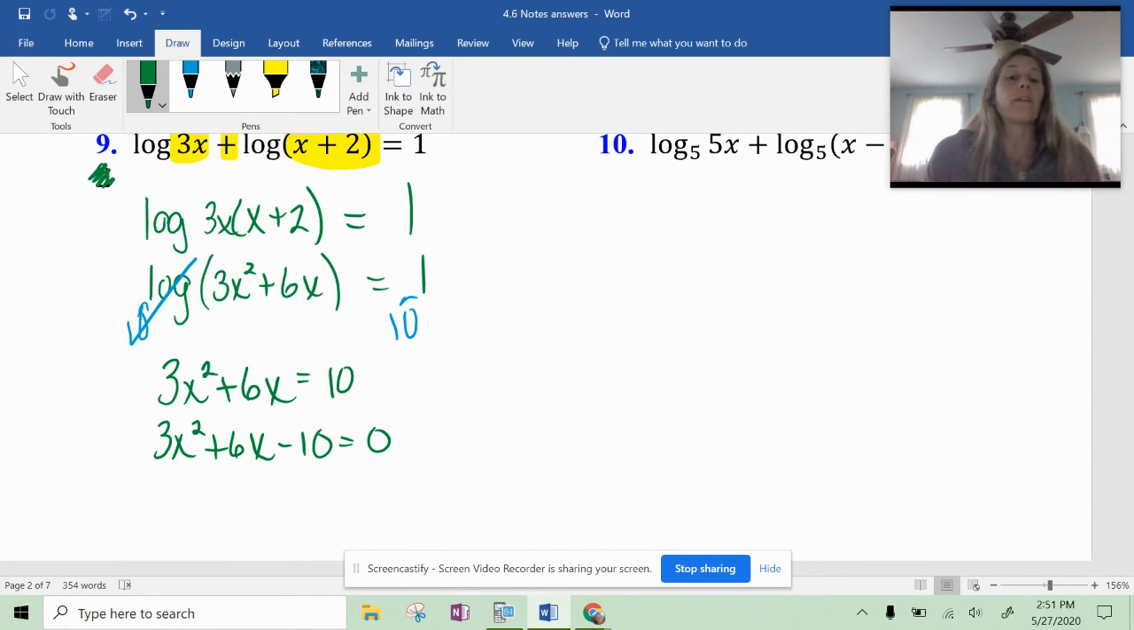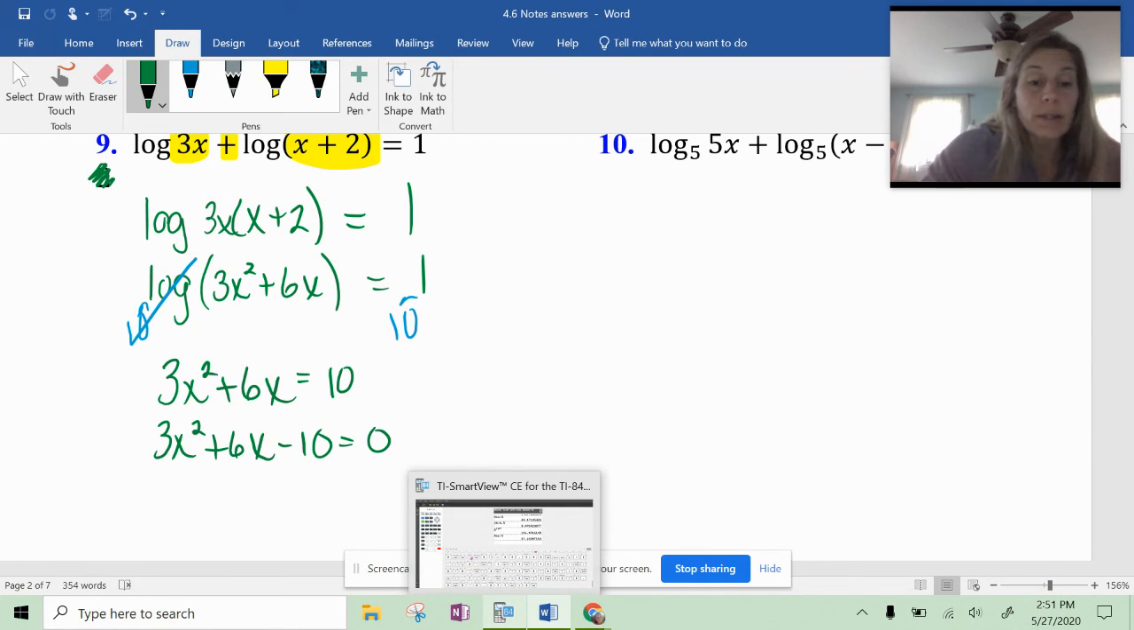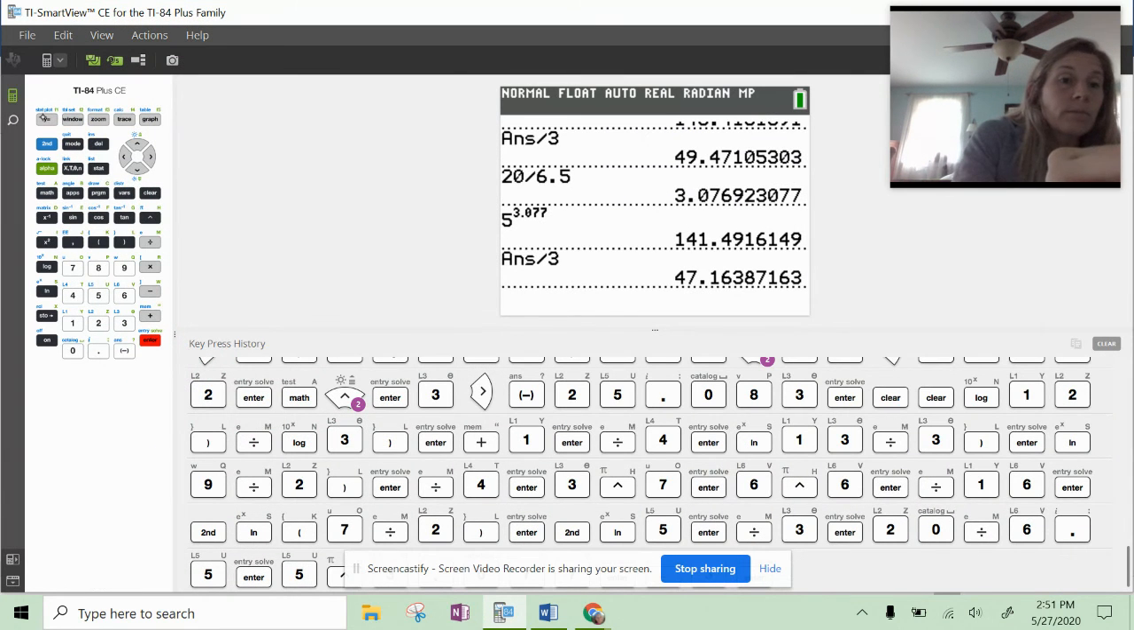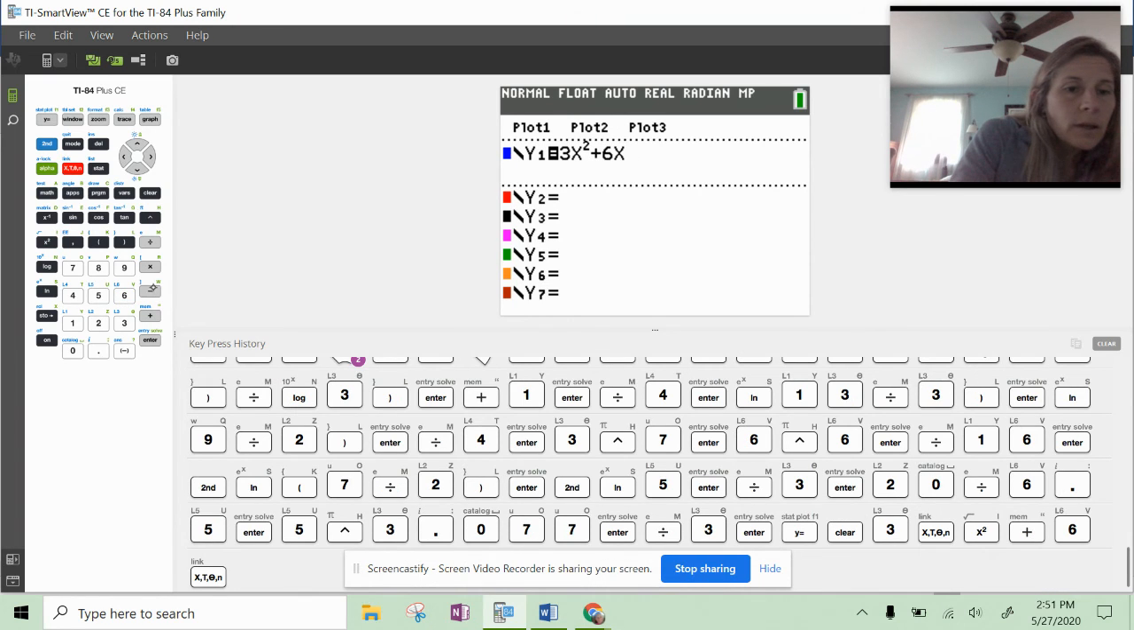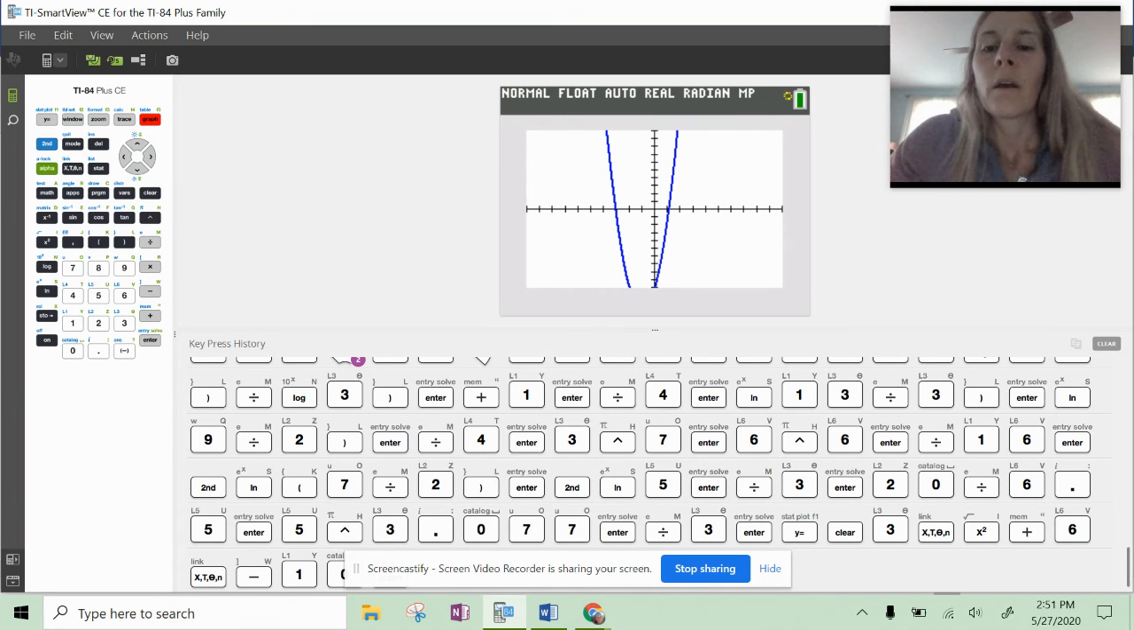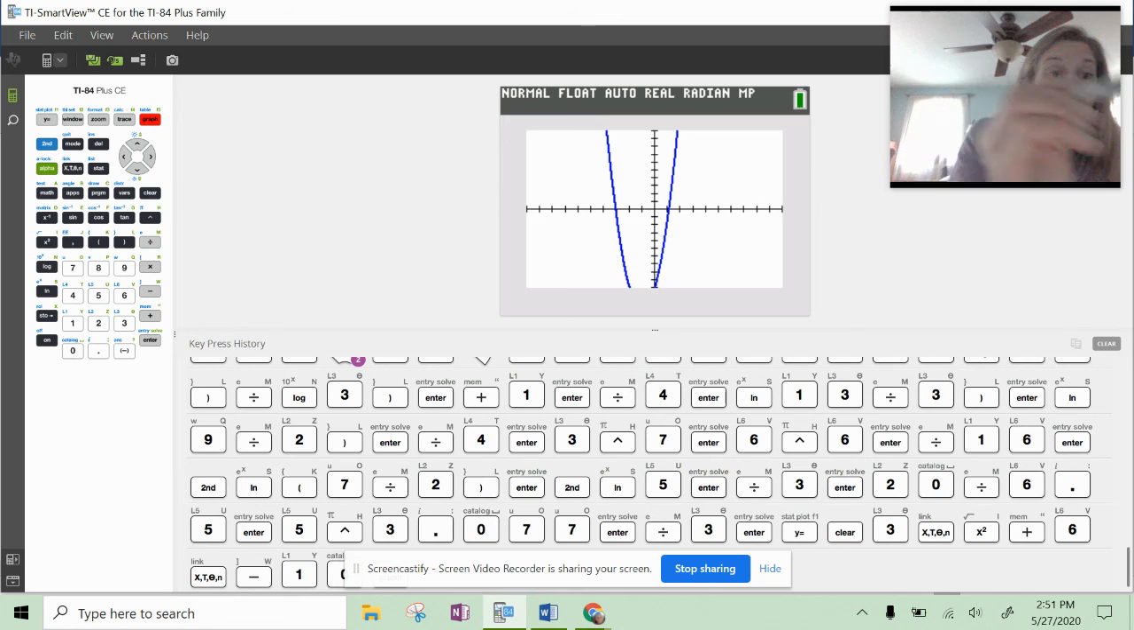Now at this point, you could try factoring by AC method, or I would just use the graphing calculator since we have it to see if we could find those x-intercepts. So 3x squared plus 6x minus 10, graph it. You can clearly see it going through the -3, and then it looks like maybe 1 point something.